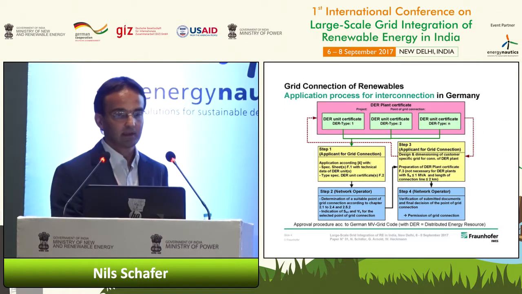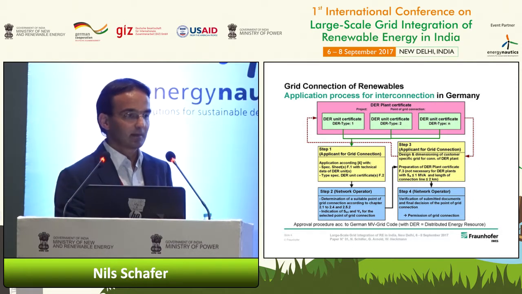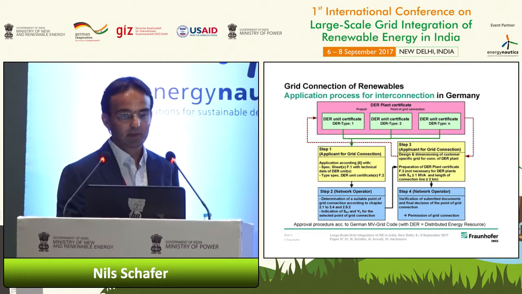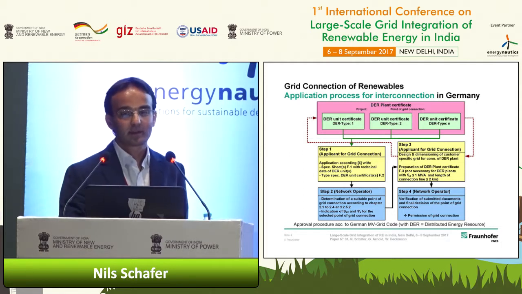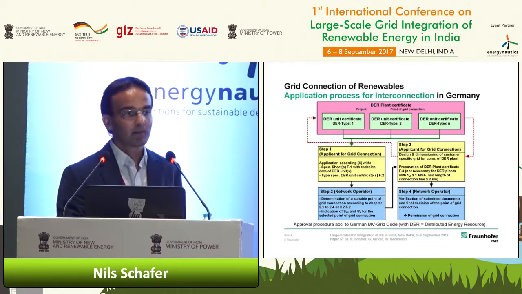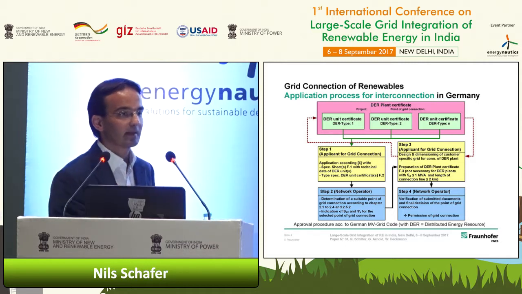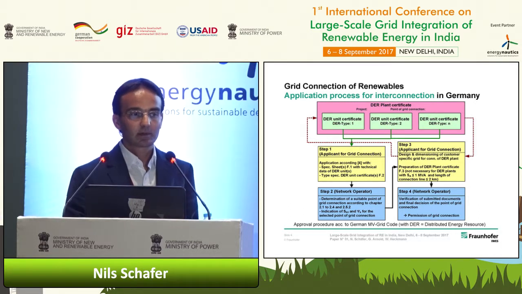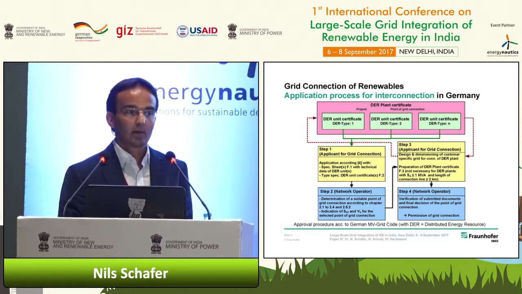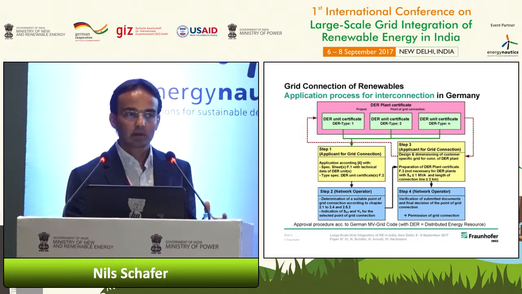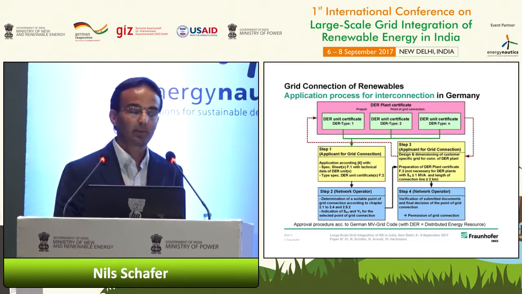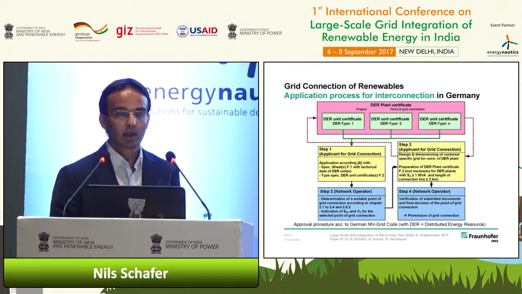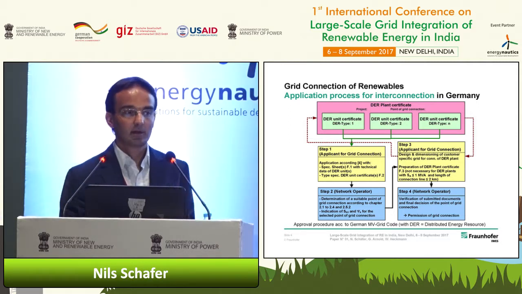As you can see here in this slide, it may appear a bit difficult, but it's the application process for interconnection in Germany. The main point is that it is based on a certification. DER, as used in the green boxes, stands for distributed energy resource. It can be one PV inverter or one wind turbine, and in one plant, so in one PV park or one wind farm, you may have more units of this.